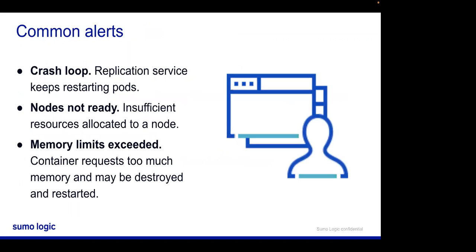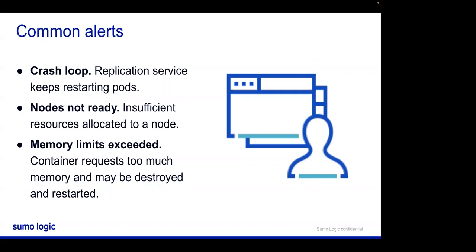So here's a couple of common things, and this makes a great test question. So we can take a screen capture of it if you want. You got crash loops. Crash loops are issues where your replication service keeps restarting pods. So it restarts a pod, and then there's an issue with that pod, and then it tries to restart that pod because it thinks it needs to start that pod.